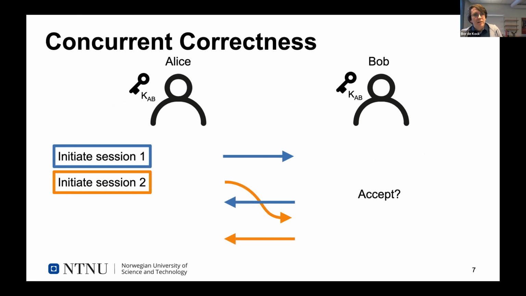What is then concurrent correctness? Well, say that Alice initializes two sessions with Bob and Bob replies first to the first session before he receives the message from the second session. Then Bob might have evolved his key material, but Alice cannot actually evolve the response based on this material anymore because she has already evolved her key material to start the second session. So this is a problem that we solve in our work. So we managed to recover from this.